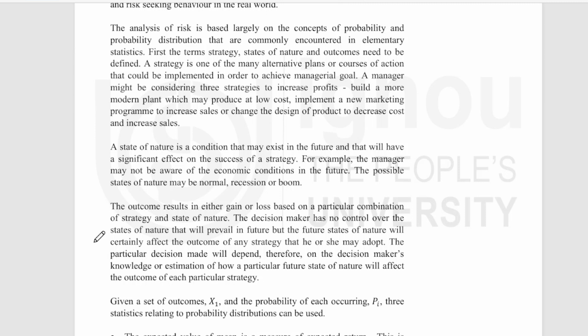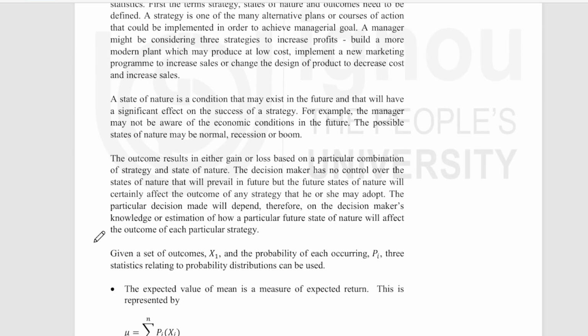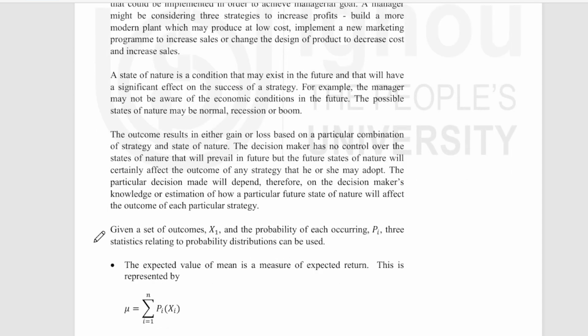A strategy is one of the many alternative plans or courses of action that could be implemented in order to achieve a managerial goal. A manager might consider three strategies to increase profit: build a more modern plant which may produce at low cost, implement a new marketing program to increase sales, or change the design of the product to decrease cost and increase sales.